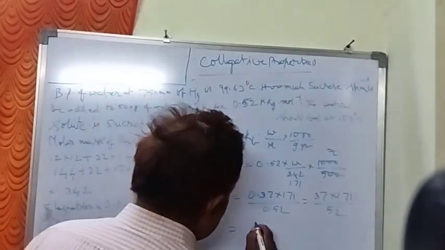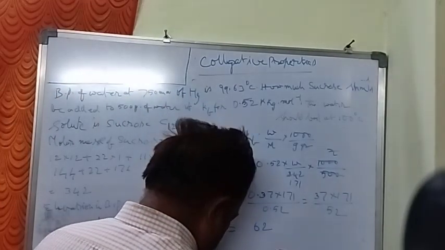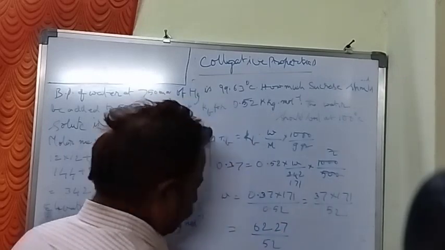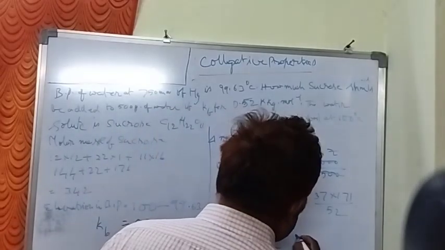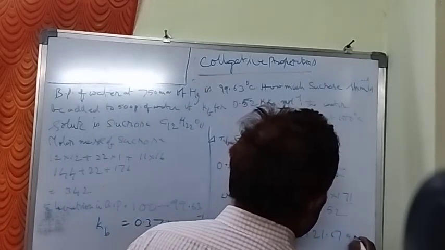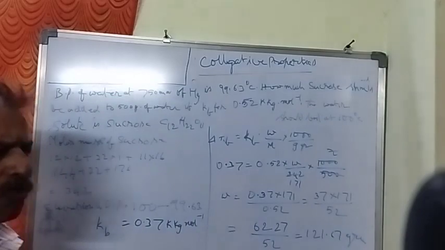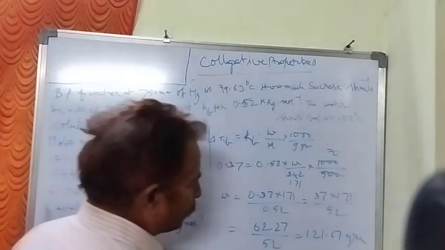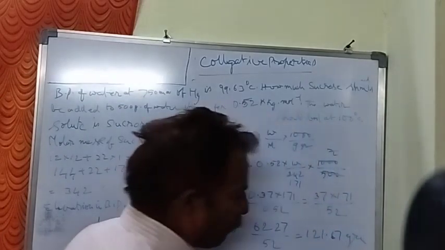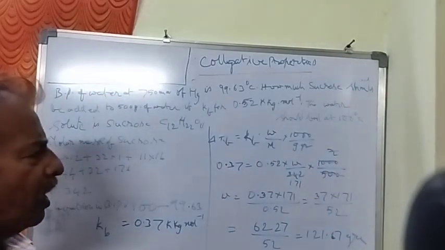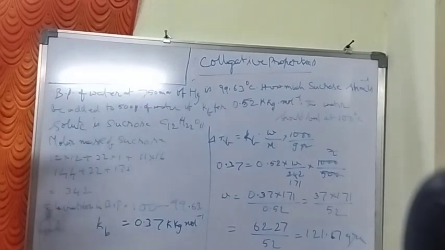37 into 171 is 6327 by 52. So if we divide, this becomes 121.67 grams. So this much amount of sucrose should be added to 500 grams of water, so that the boiling point becomes 100 degrees centigrade.